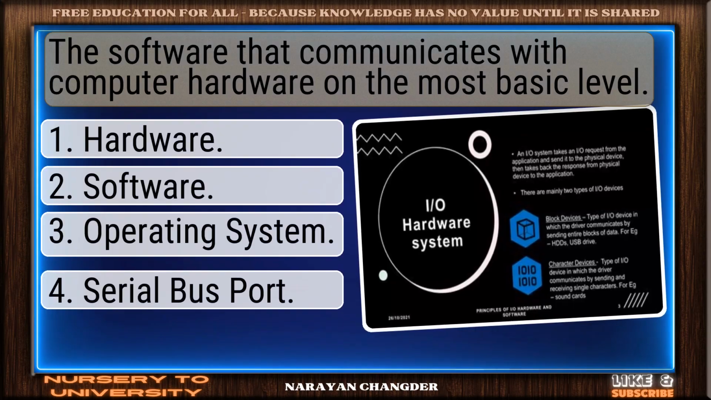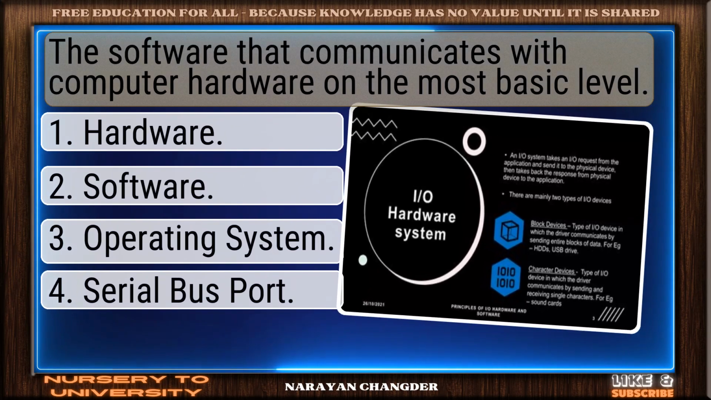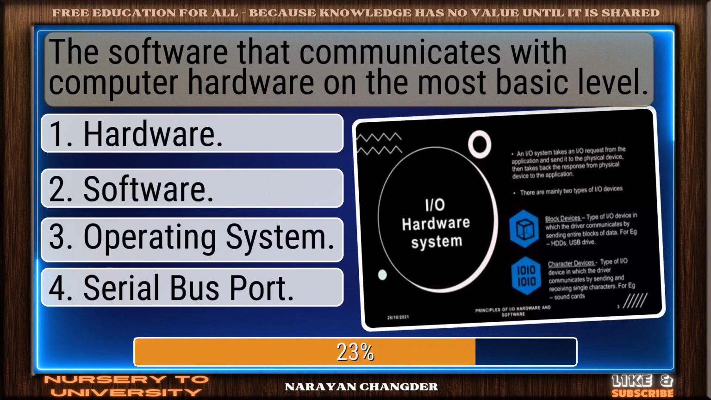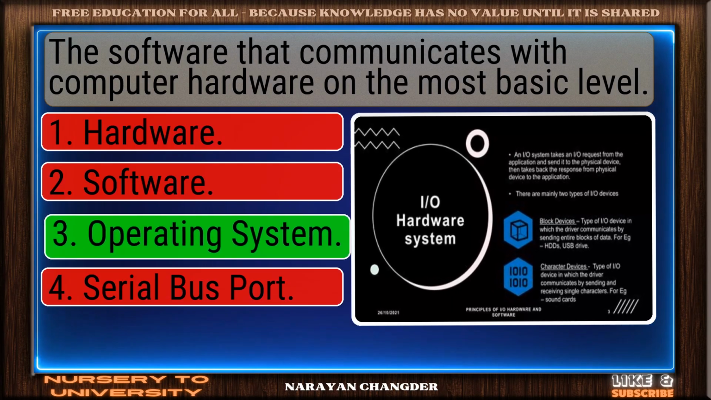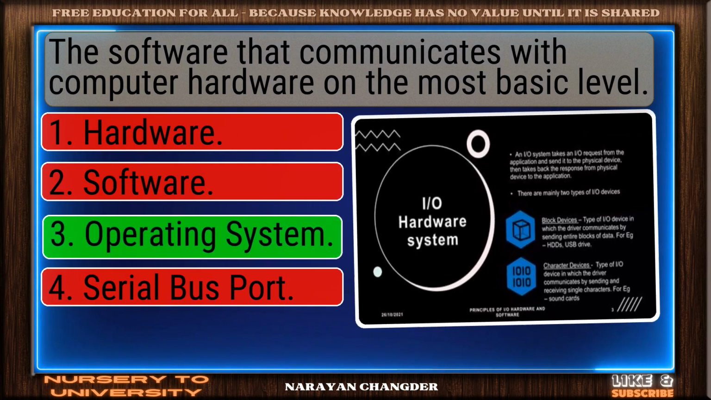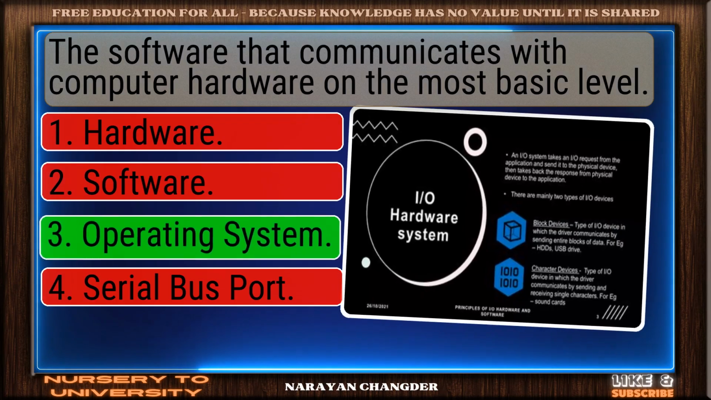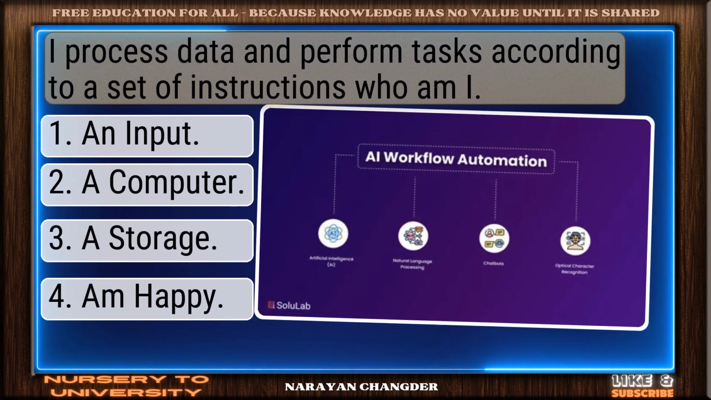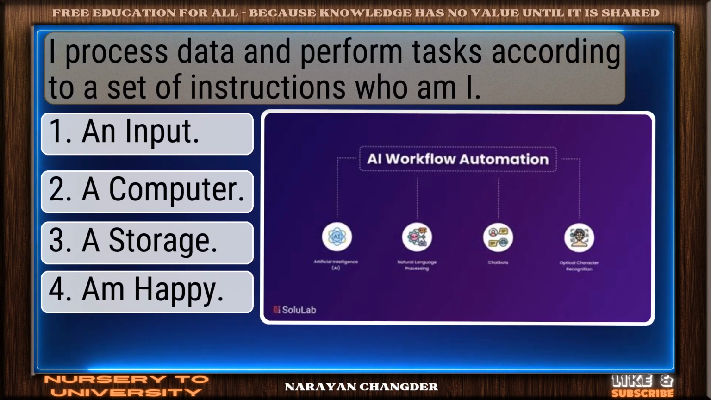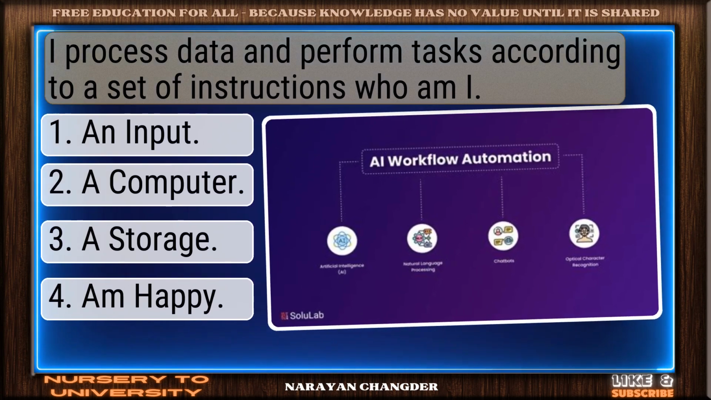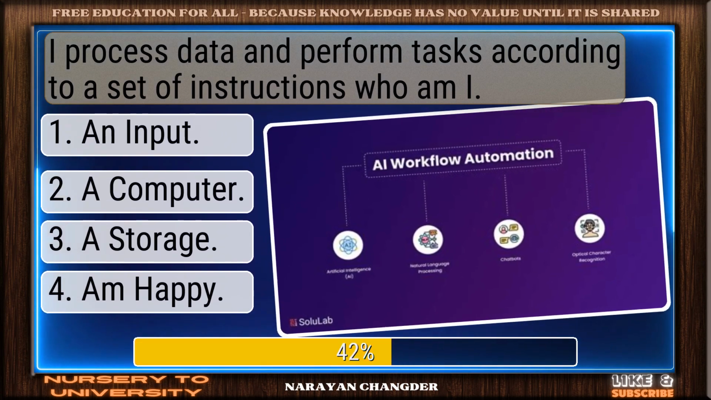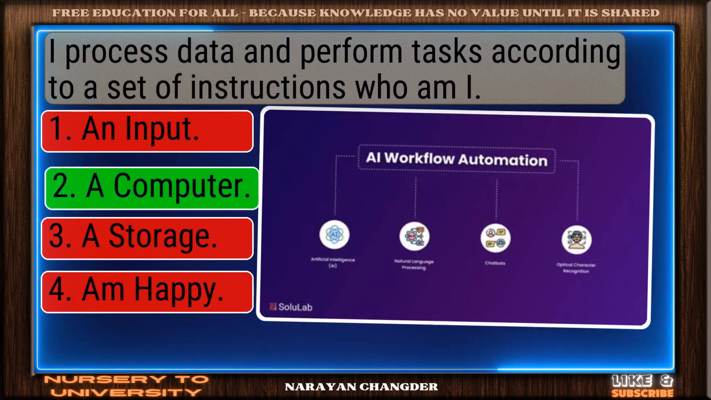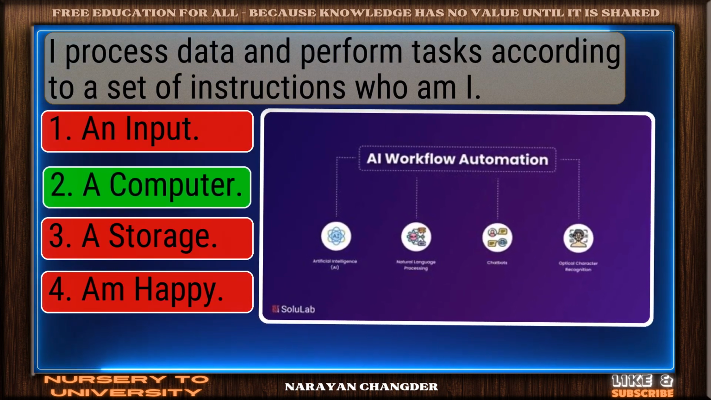Question number 32. The software that communicates with computer hardware on the most basic level. Clear logic. Your choice, operating system, is sound and 100% true. Question number 33. I process data and perform tasks according to a set of instructions. Who am I? Good job. Your answer, a computer, works well here.